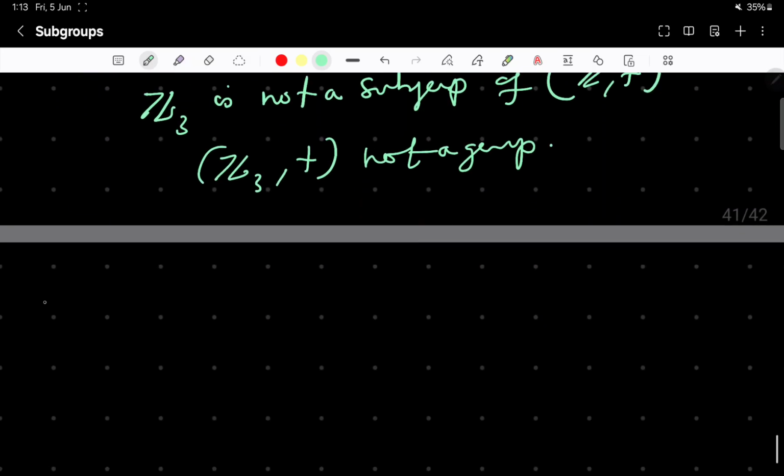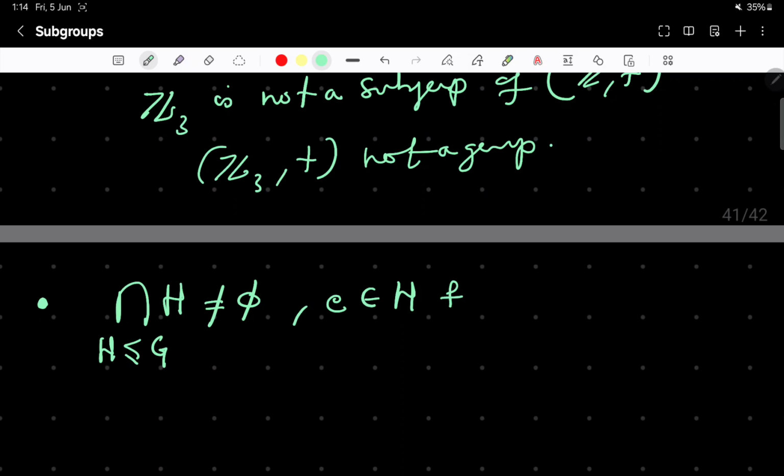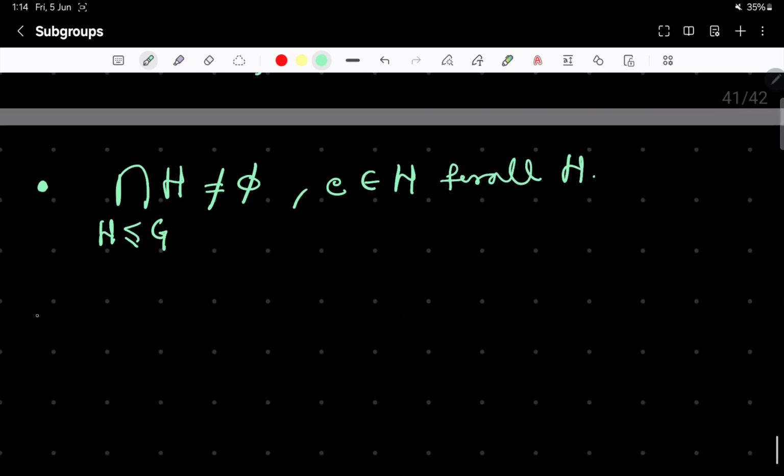So now we have seen that if you take all the subgroups H of G, the intersection is non-empty. Why? Because E belongs to H for all H.